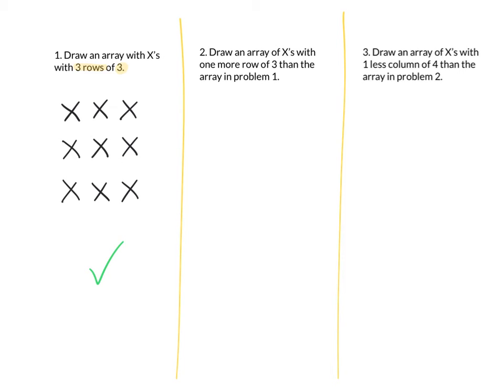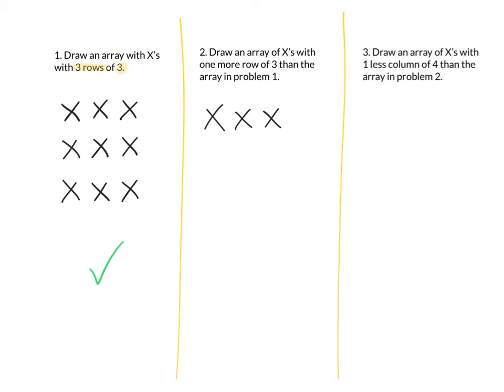Now let's look at problem number 2. Draw an array of X's with 1 more row of 3 than the array in problem 1. So here's problem 1. Here's what we did. They now want us to add 1 more row of 3. So does that mean that I'm just going to do this? 1, 2, 3. I'm done. No, that's not what it means. It means they want you to continue this array plus add 1 more row.